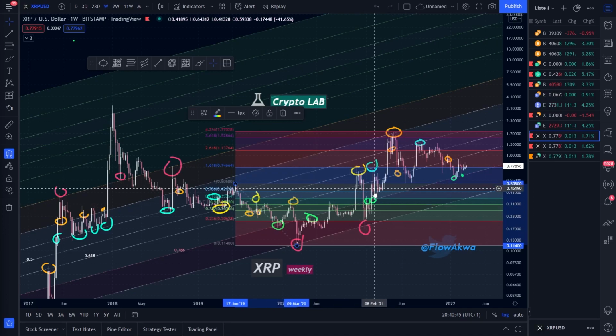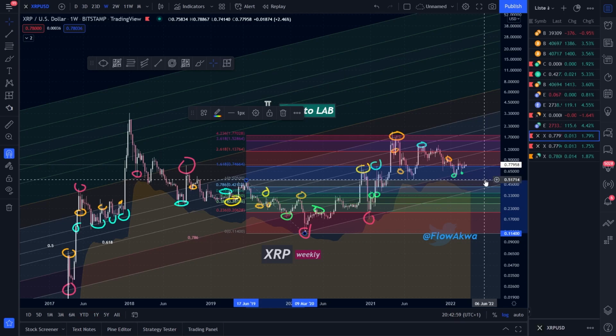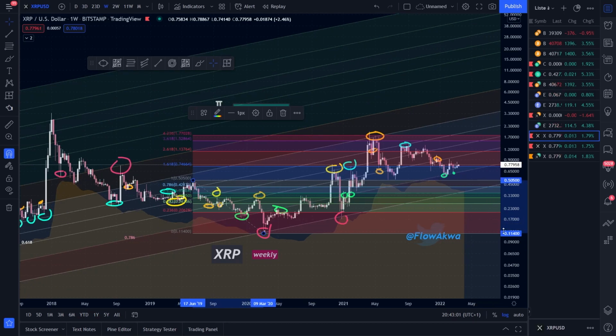So to sum it up, by combining the channel bands with regular Fibonacci levels, you have a powerful way to identify turning points in the market. To finish, I want to share what I think about a bullish scenario and a bearish scenario. First, let's talk about the bearish scenario.